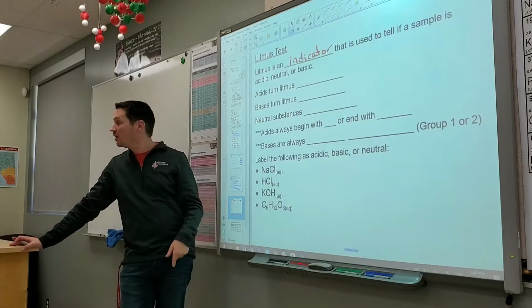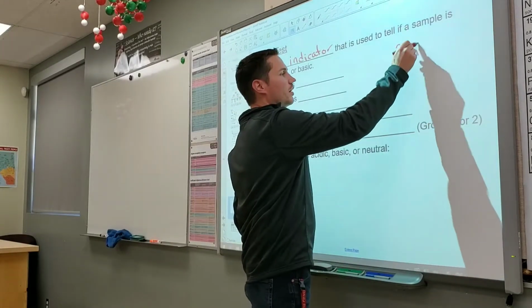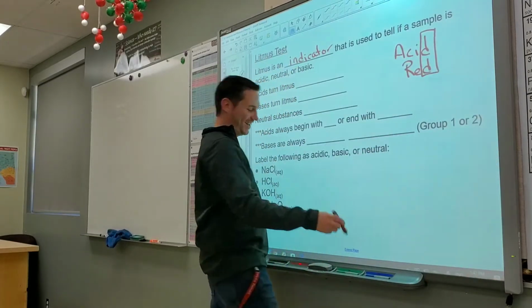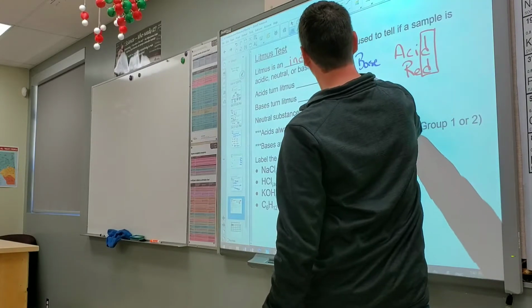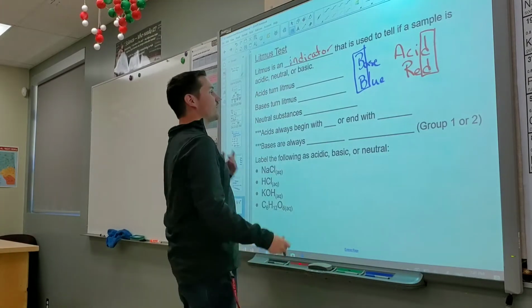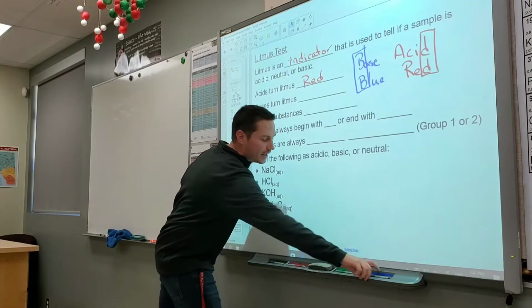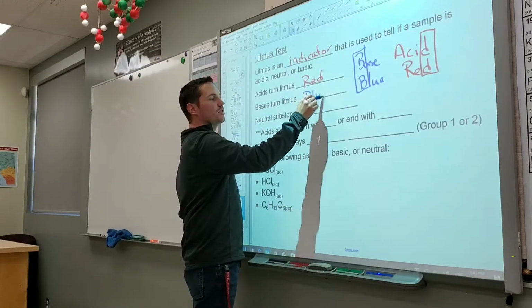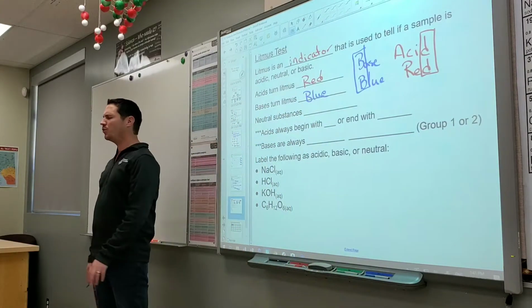Okay, acids turn litmus what do you remember? Red. Red, right? And bases. Right, so acids turn litmus red. Doesn't matter what color it started as, it's going to turn red. Bases turn litmus blue. Doesn't matter what color it started as, they turn it blue. And neutral substances what?